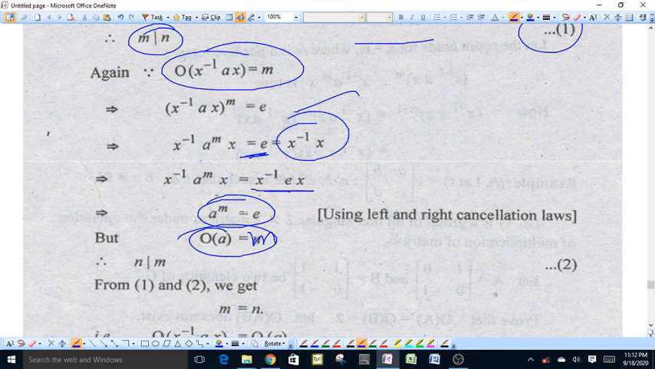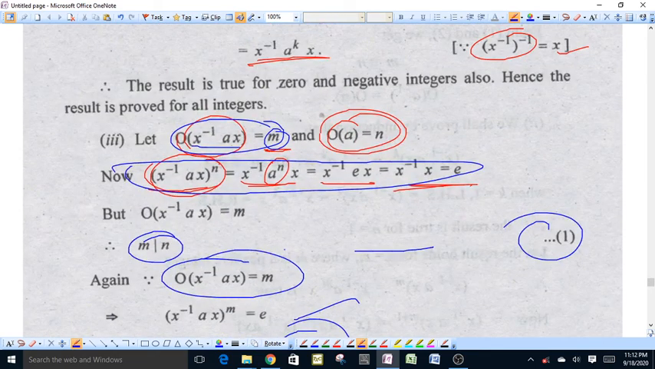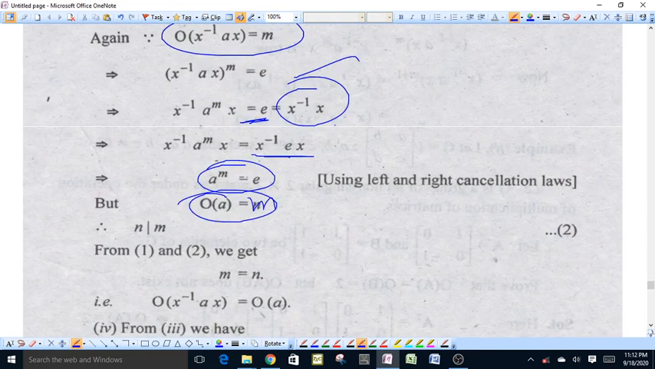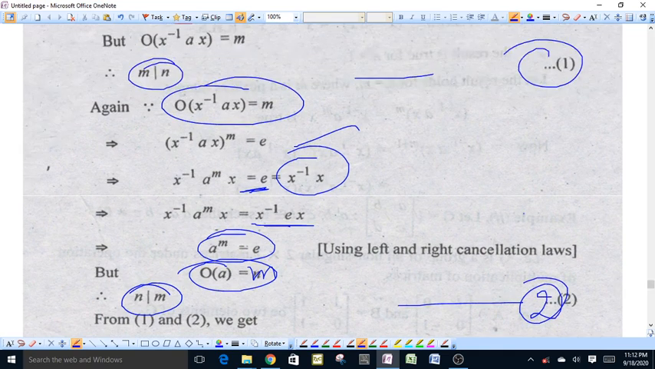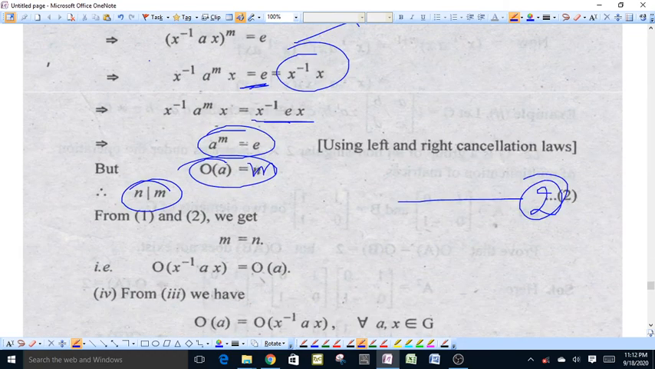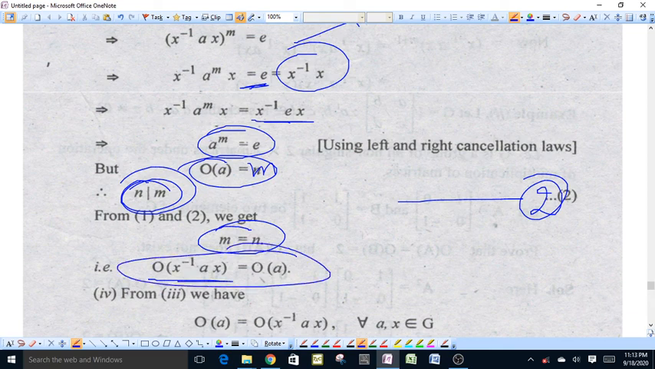But we have taken the order of A equal to n, this means n divides m. Second, from first and second, in first m divides n, and in second n divides m. This is only possible when m is equal to n. Therefore, the order of x inverse A x is equal to the order of A.